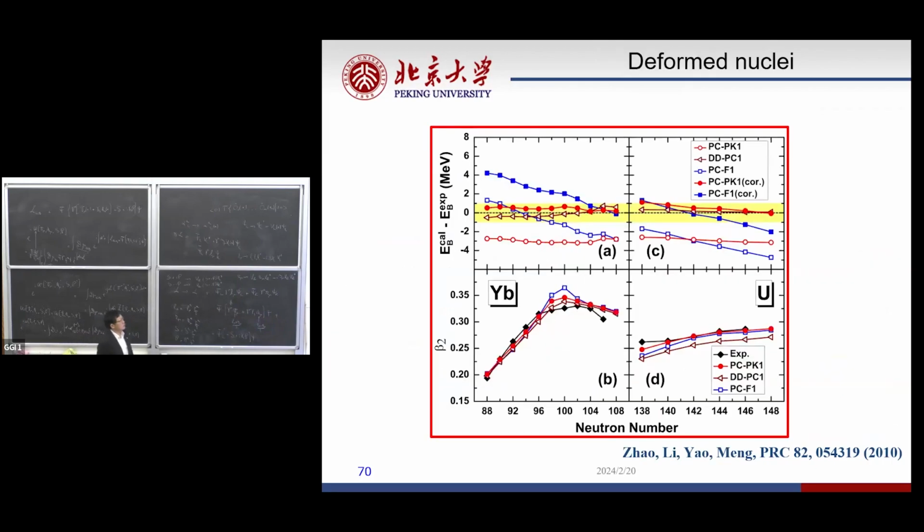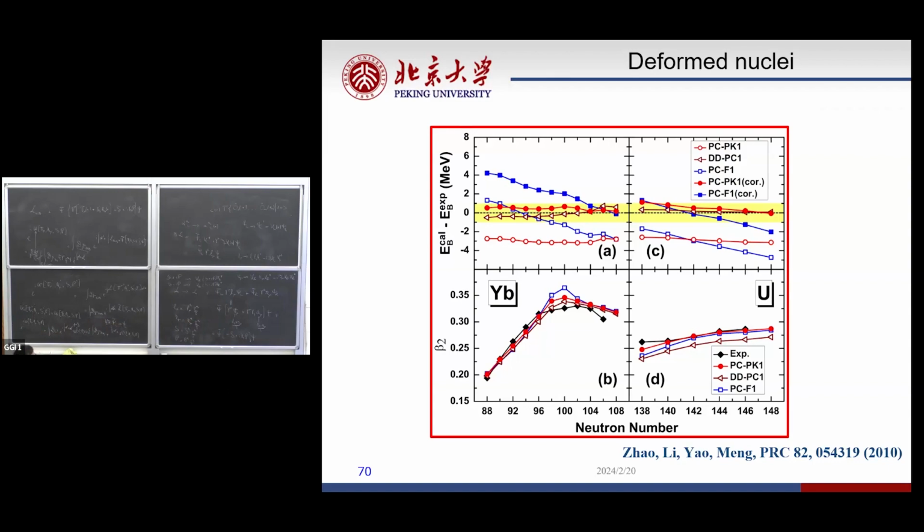And then we can also go to the so-called deformed case, right? For the deformed case, this is the binding energy. We are here also in this shaded area. This is the ytterbium isotope chain, this is the uranium isotope chain, right? And this is how they describe the deformation. Therefore, we trust that maybe the PCPK1 functional is a good functional to describe the global properties.